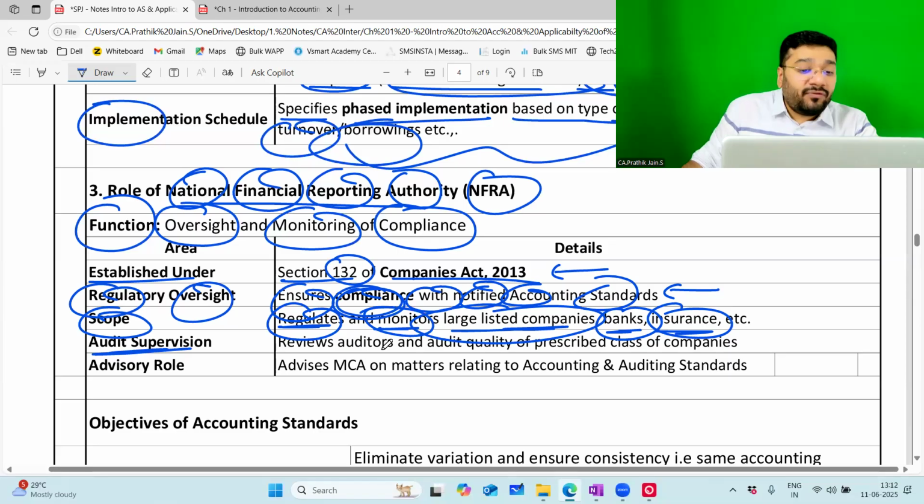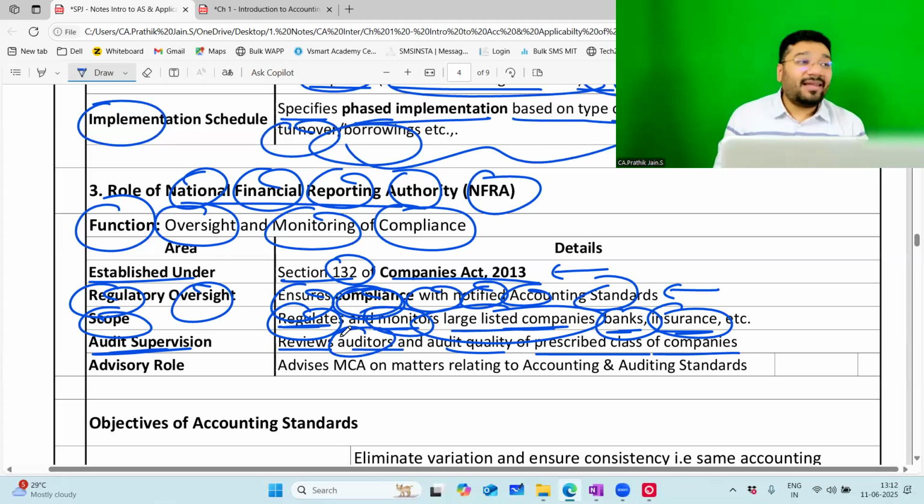Audit supervision reviews auditors and audit quality of prescribed classes of companies. So now, if you're in Deloitte, PwC, KPMG, you are all called auditors. Your audit work, the quality of audit, what you're doing is reviewed by whom? NFRA. Earlier, this was not there. The review was there, but the review was done by whom? ICAI itself.